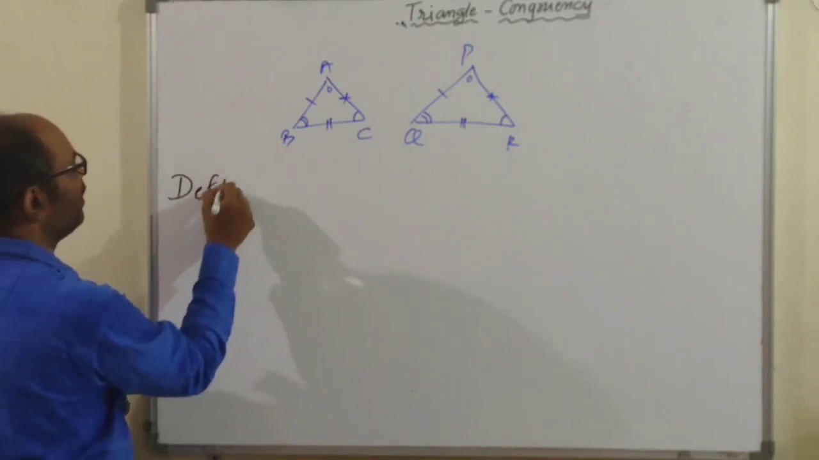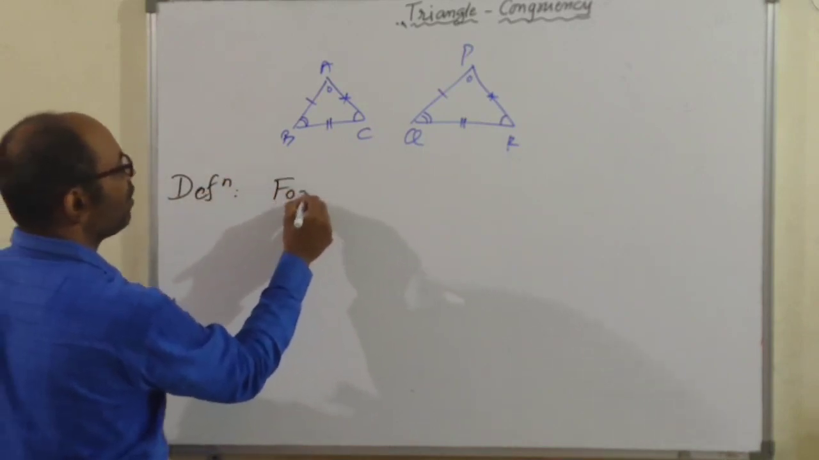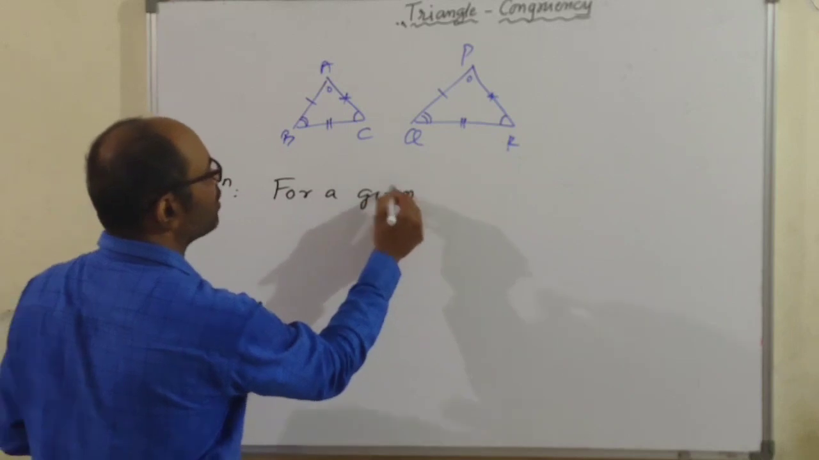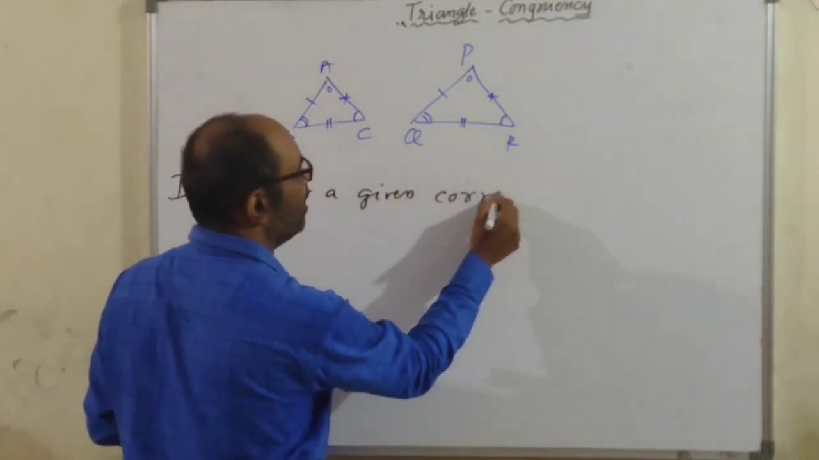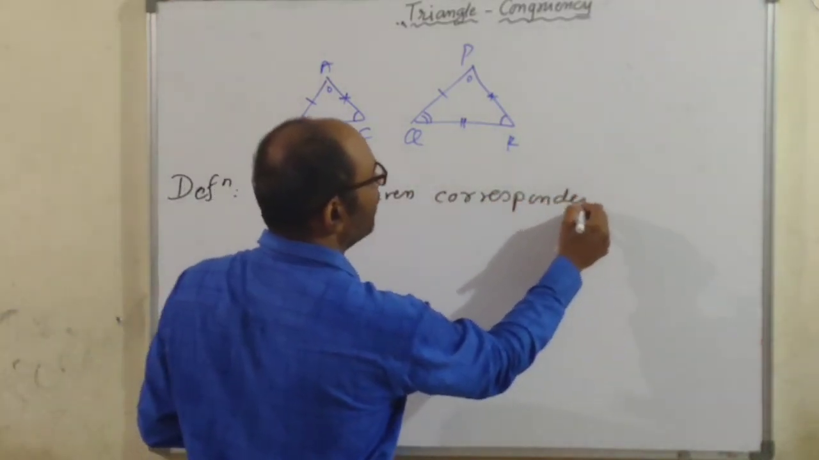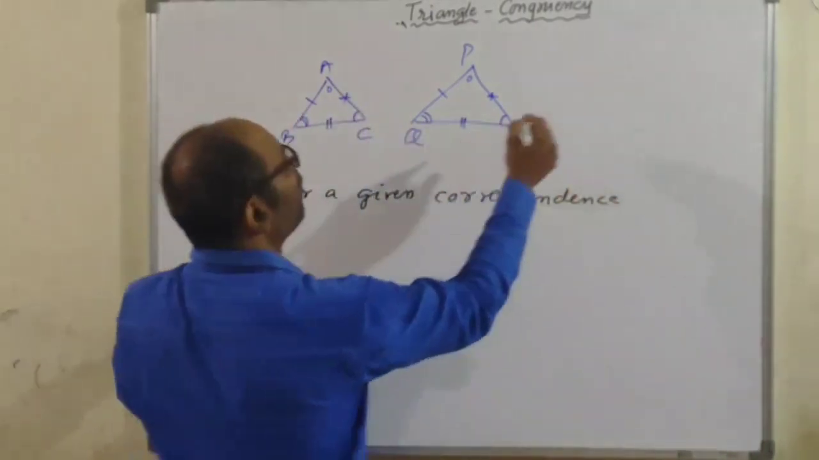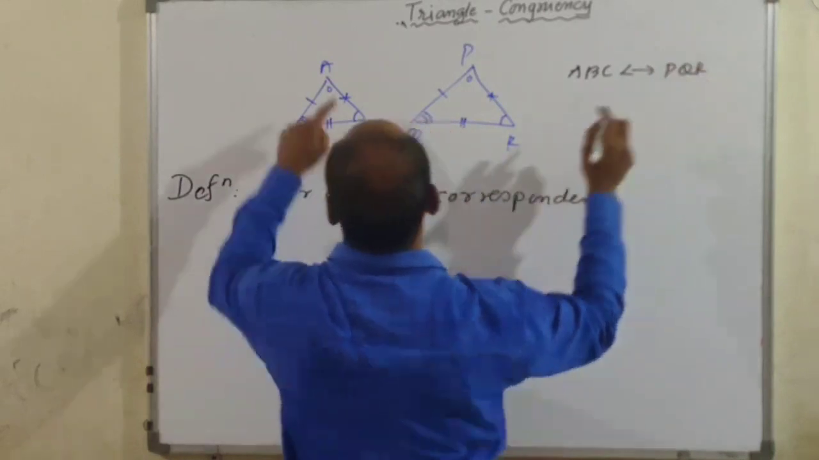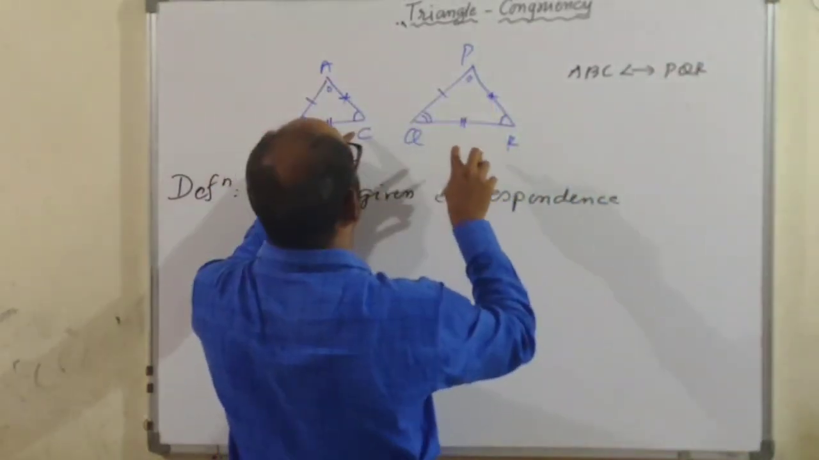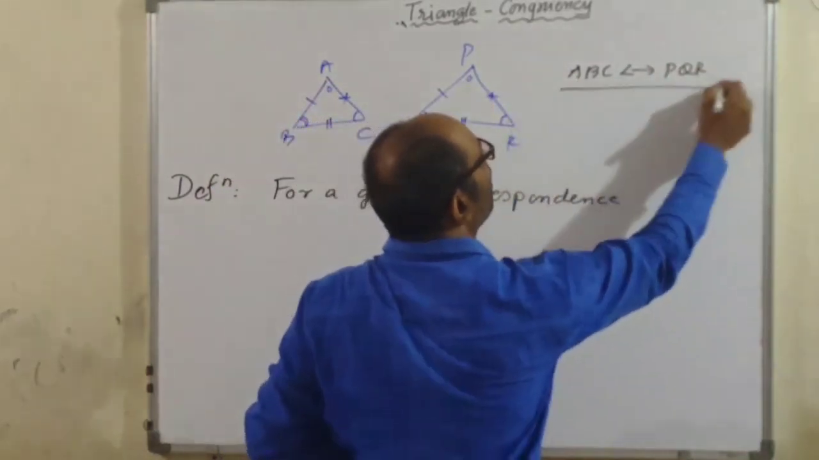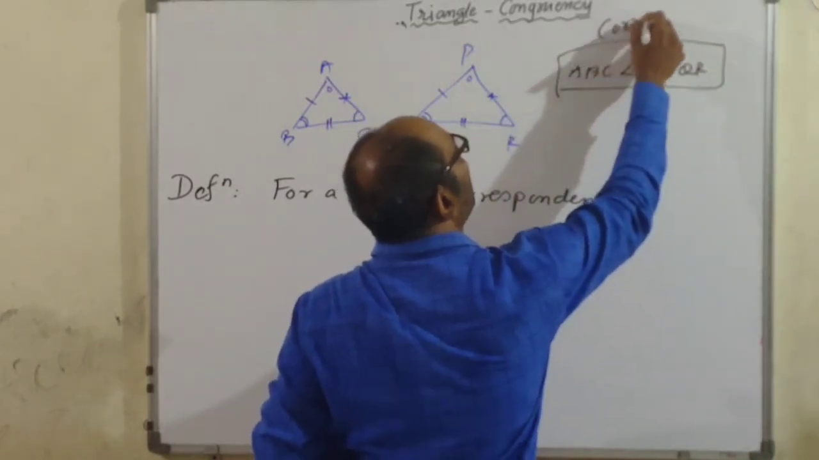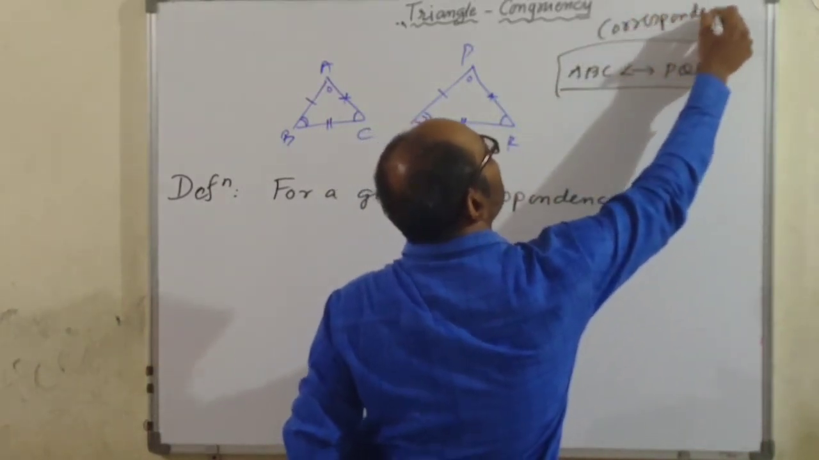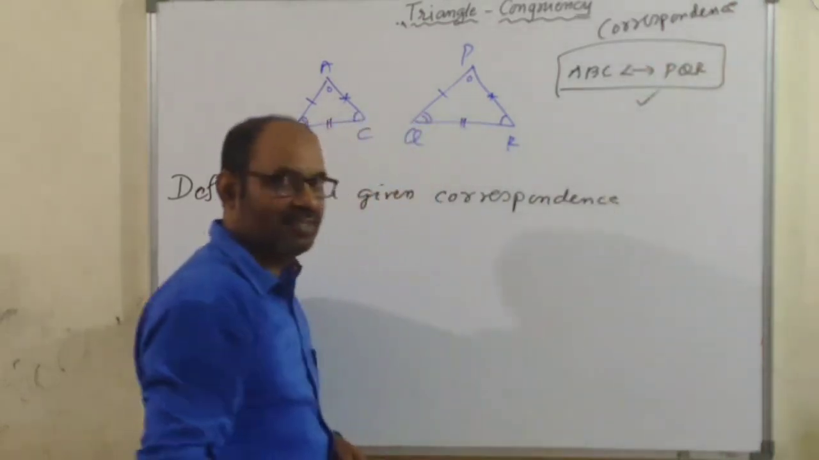I am going to write the definition. For a given correspondence, let us see, in this example, which correspondence is given? ABC corresponds to PQR. You know, A corresponds to P, B corresponds to Q, and C corresponds to R. So for a correspondence, this is called a correspondence. Out of 6, I chose this.